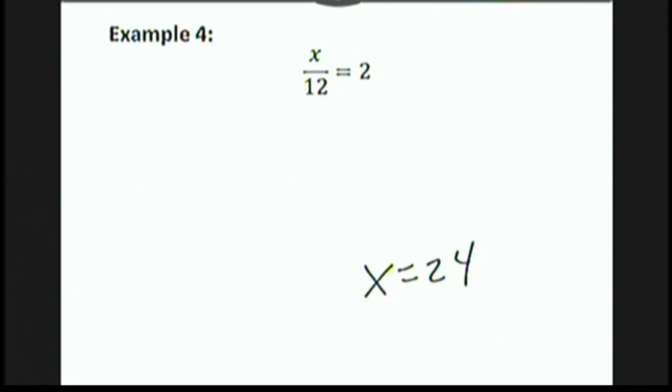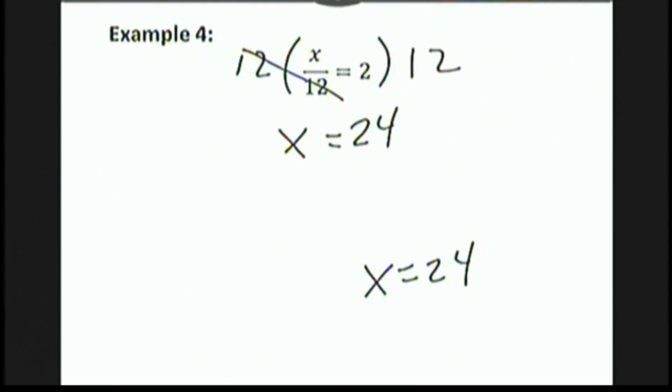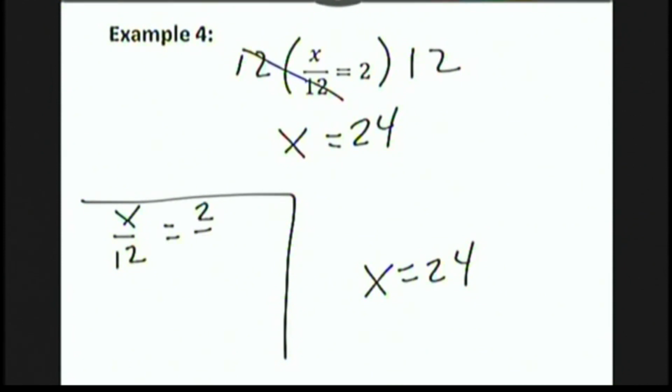Formally, we could solve this equation by multiplying each side of the equation by 12. When you multiply on the left by 12, the 12s just cancel and you get x. And on the right, 2 times 12 is equal to 24. Some people like to change this equation slightly by putting the 2 over a 1 and using cross multiplication. That's okay too.